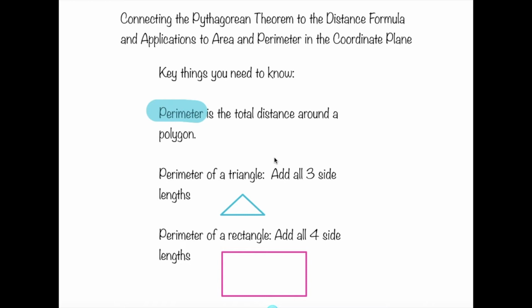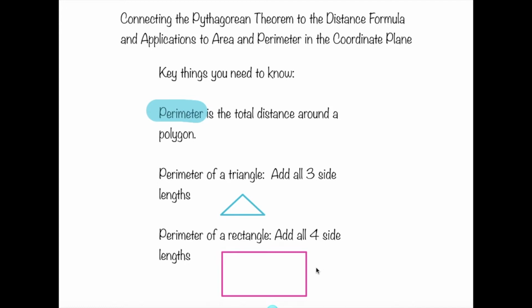In this video, we'll be connecting the Pythagorean theorem to the distance formula and applying them to solve for area and perimeter in the coordinate plane. So some key things you need to know before we start. As review, the perimeter is the total distance around a polygon. So for the perimeter of a triangle, we add all three side lengths together, and the perimeter of a rectangle, we add all four side lengths together.